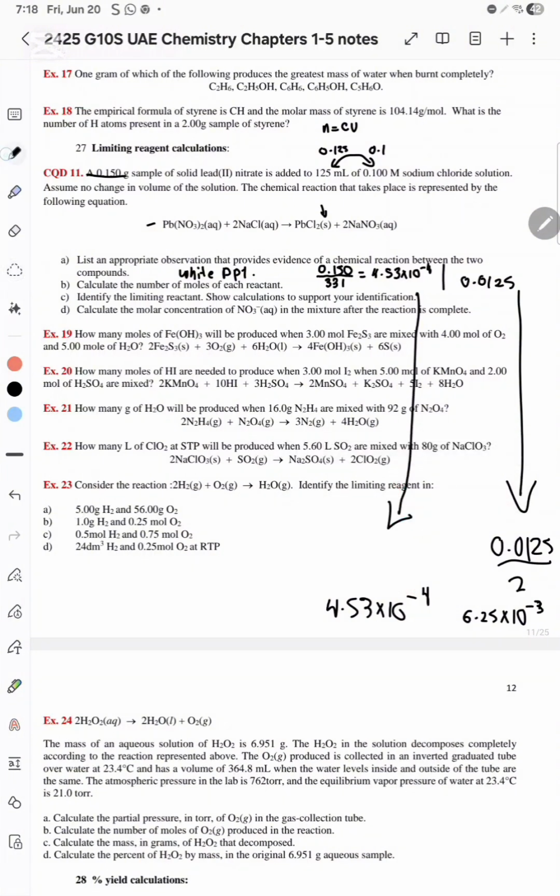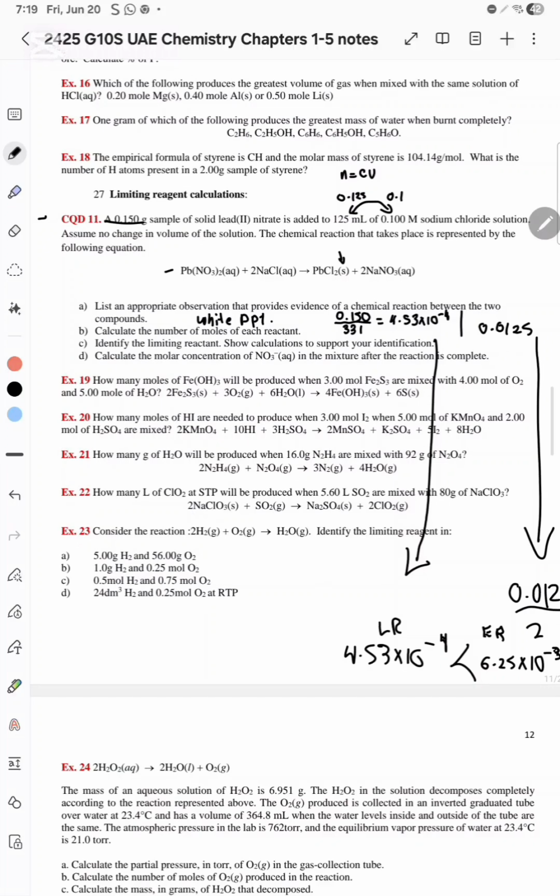Anyways, so now we need to compare the two numbers. 6.25 is obviously larger because negative 3 and negative 4. Since this one is larger, this is excess reagent and this is limiting reagent. So that solves part C.